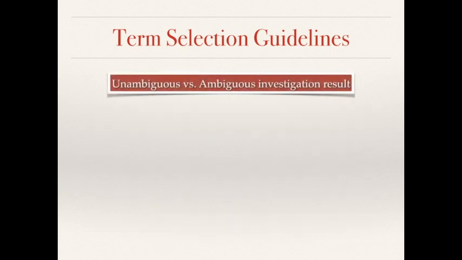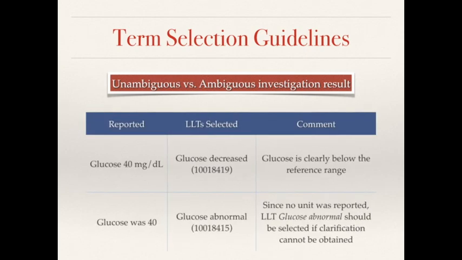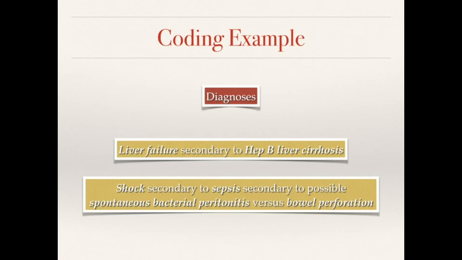Diving further into investigation results, we have on the screen two examples of reports. In the first one, it was stated that the patient's glucose was 40 mg per deciliter. Since this is clearly below the reference range for glucose, it should be coded as glucose decreased. However, if the report only states glucose 40 without a corresponding unit, the LLT of choice should be glucose abnormal since you are not sure whether that is 40 mg per deciliter or 40 millimoles per liter, however unlikely the latter option may be. Now that we have discussed a good number of guidelines, let's try to code the sample diagnosis.